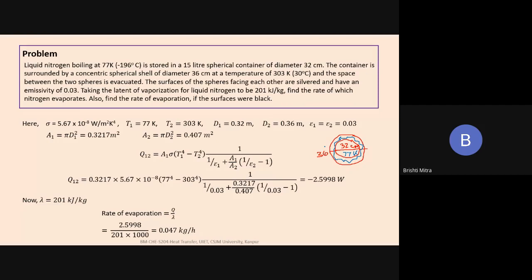77 K means minus 196 degrees centigrade, is stored in a 15-liter spherical container of diameter 32 centimeter. So we have a spherical container like this, and the diameter of the spherical container is 32 centimeter. And we have liquid nitrogen inside this. So now we have another shell, a concentric shell, around it. The diameter of this one, if I write it down, happens to be 36 centimeter. And the space between the two spheres is evacuated.